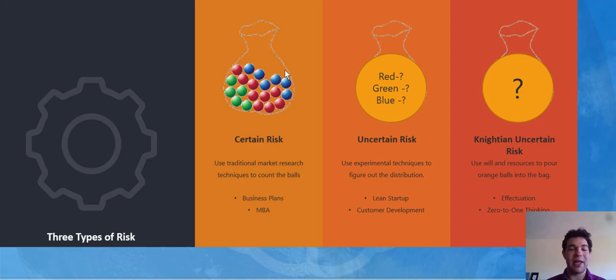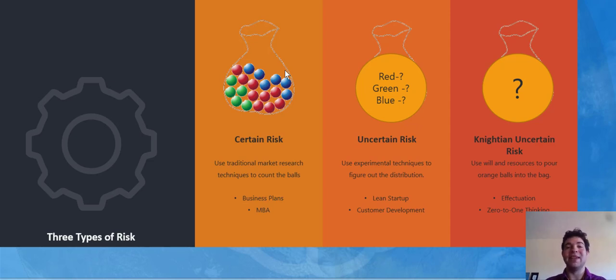Traditional business planning assumes that you're in a certain risk environment, so you know exactly what to do. You just need to create a plan that's going to consistently say red if that's the one that has the highest expected value.